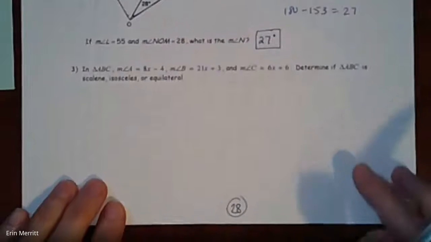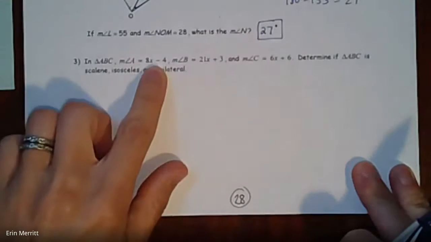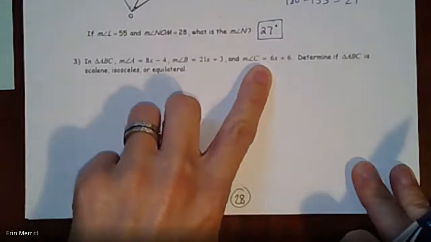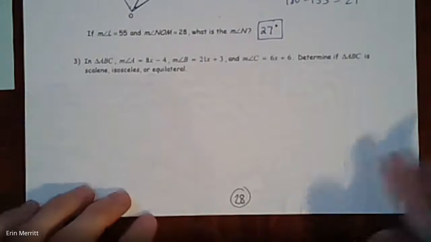All right, this next question, there's a lot going on with this next one. It says in triangle ABC, they give you the measure of angle A in terms of x, B in terms of x, C in terms of x. Determine if the triangle is scalene, isosceles, or equilateral. We know what those three things mean.